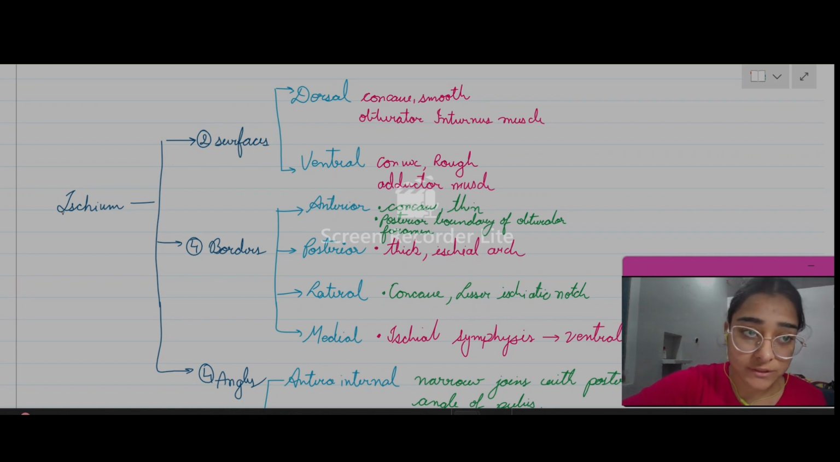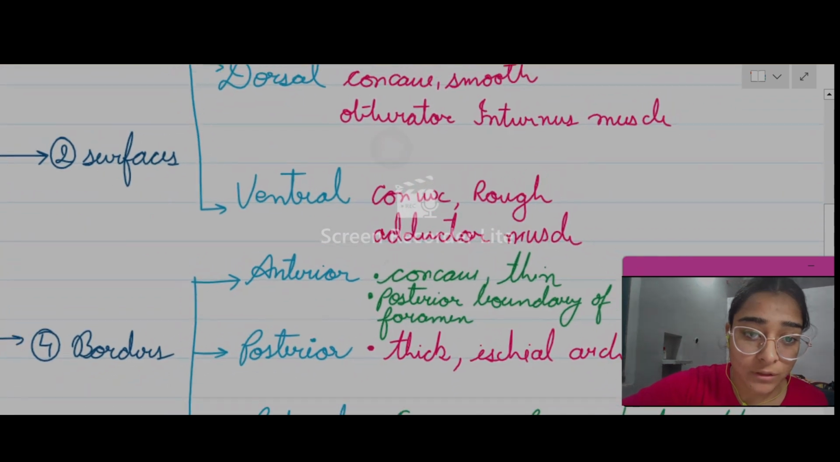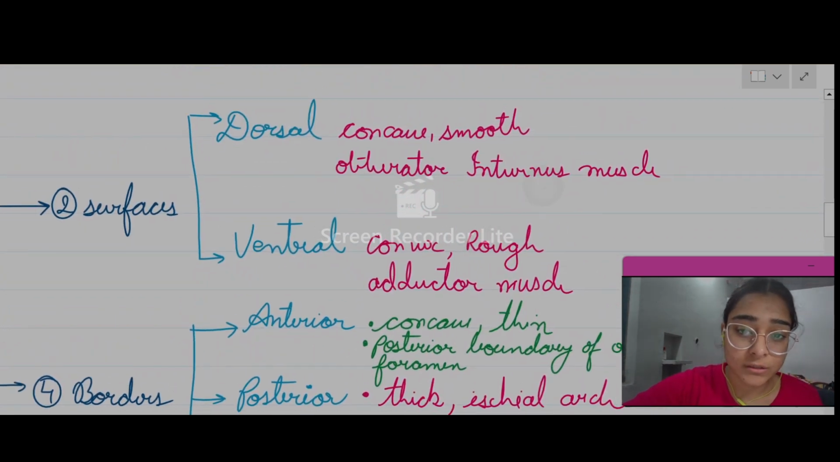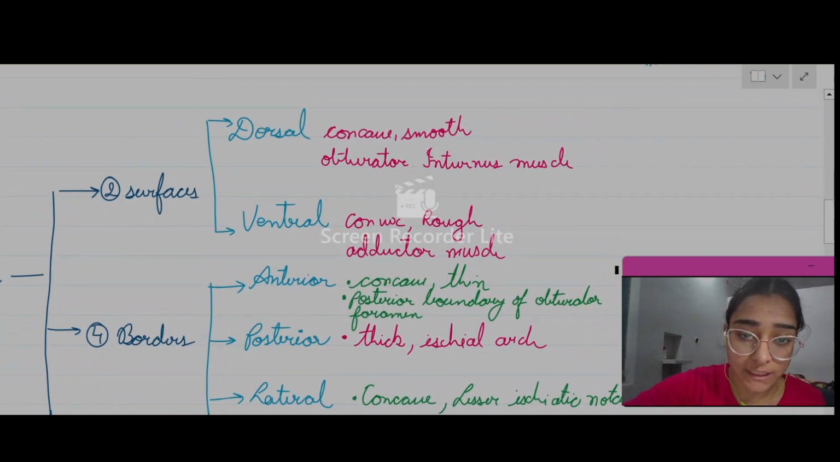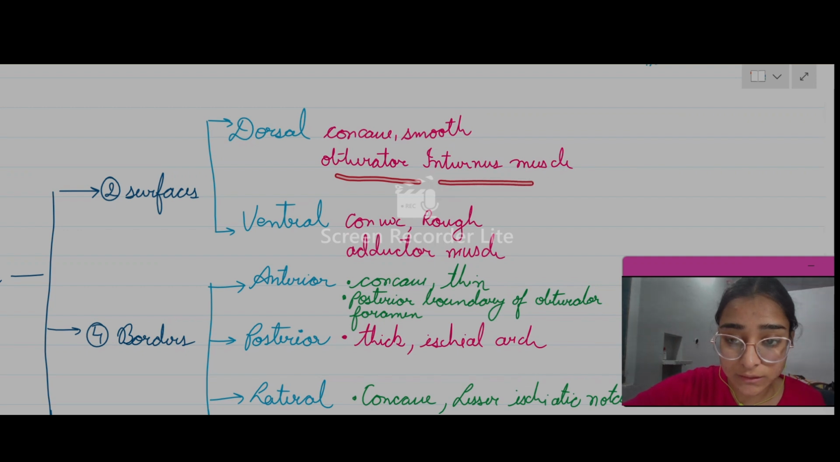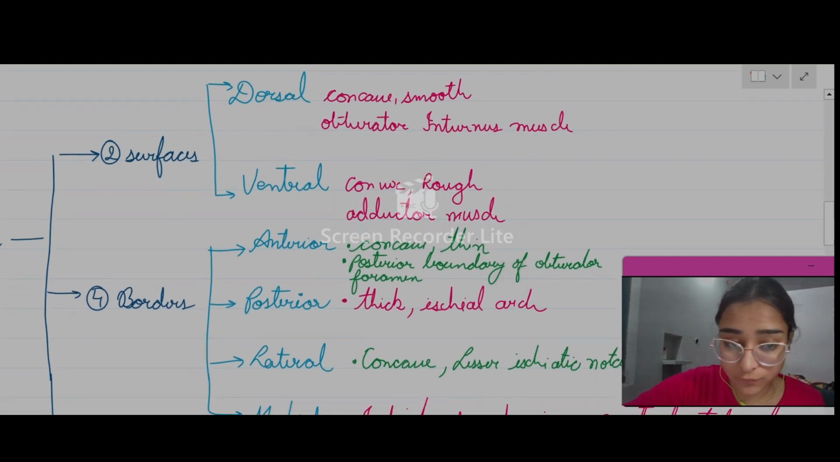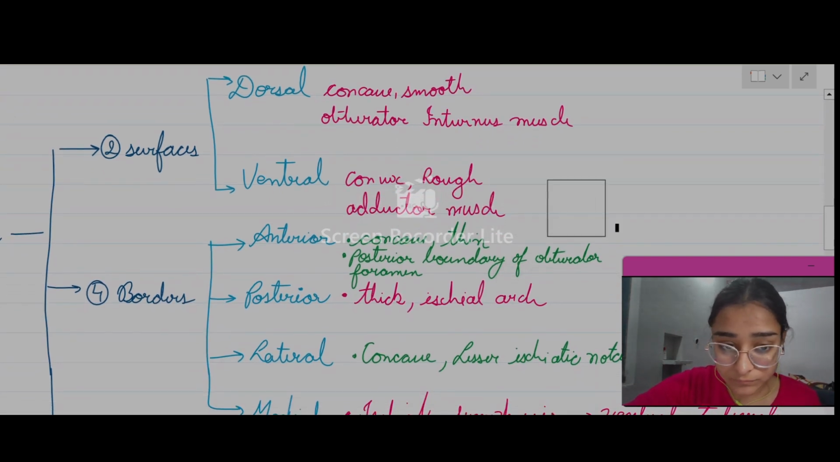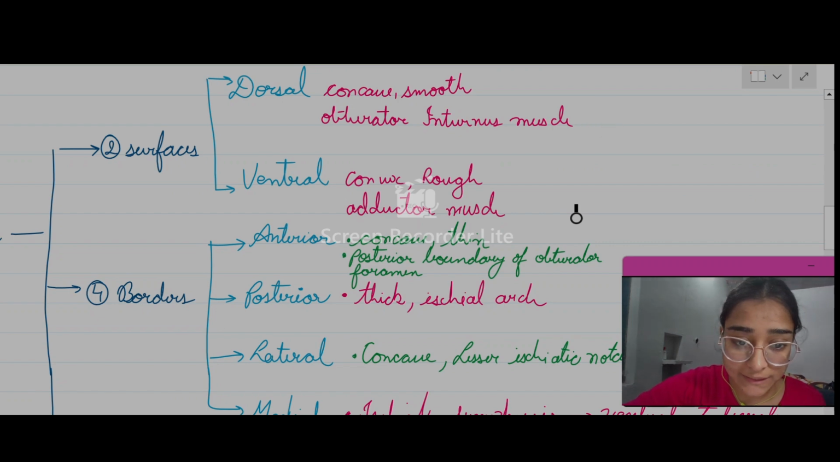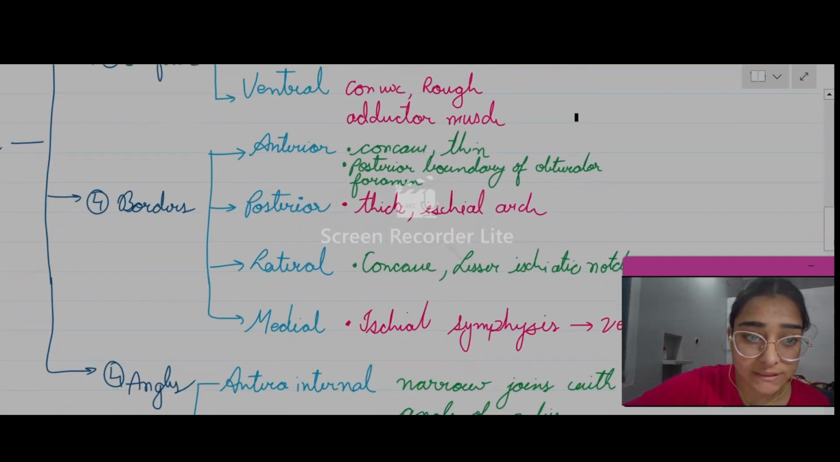Two surfaces, these are dorsal and ventral. Dorsal surface is concave, smooth. Obturator internus muscle is present, and ventral surface is convex, rough, and adductor muscle is present. It has got four borders that are anterior, posterior, lateral, and medial. So these are the four borders.